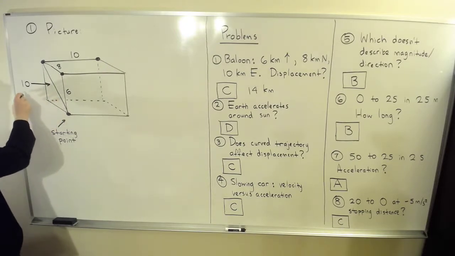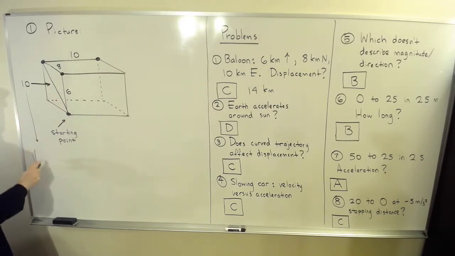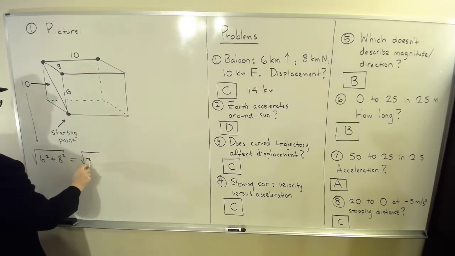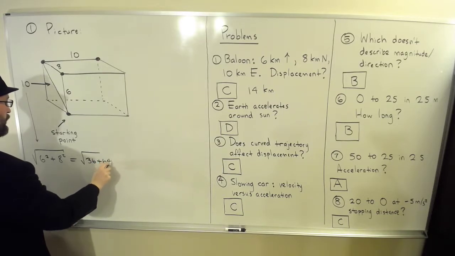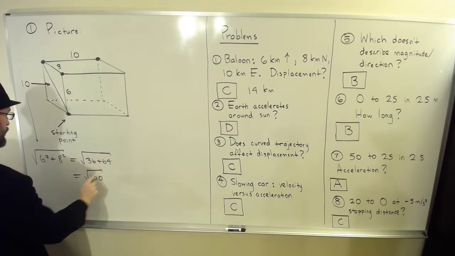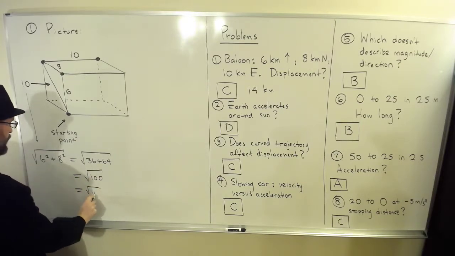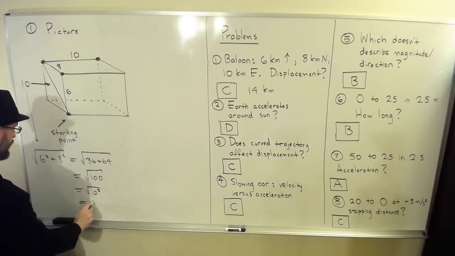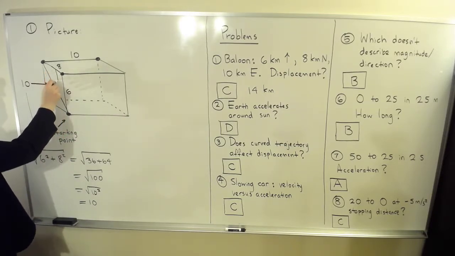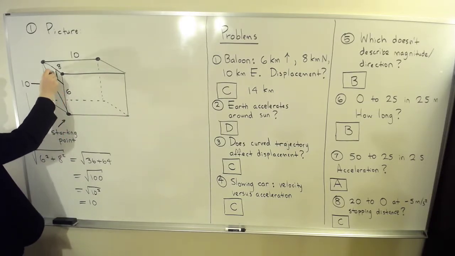Well, by the Pythagorean theorem, that's the square root of 6 squared plus 8 squared, which is the square root of 36 plus 64, which as we said is the square root of 100, which is the square root of 10 squared, which is 10. So that's this distance here. Now that relies on the fact that this angle here is a right angle.